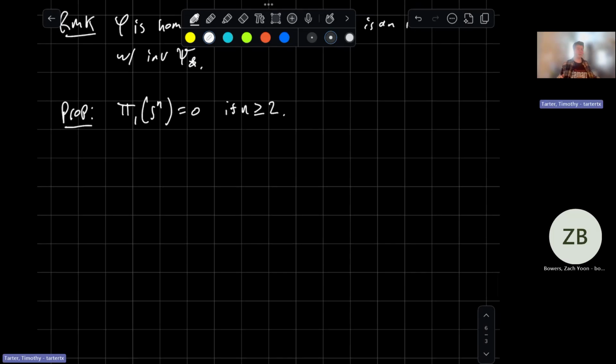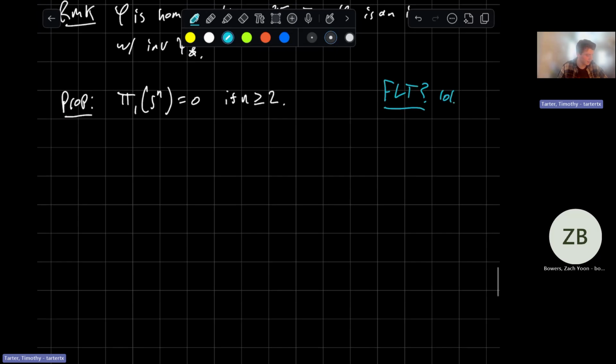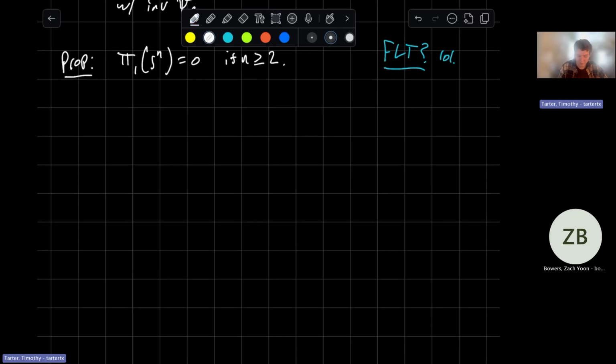Because, I don't know, you don't really see the n greater than or equal to 2 show up that often. I'm just going to put a little bookmark in here because I'm working through that paper over break. Fermat's last theorem? Okay. I don't know. Maybe I'm just wrong, but I would be interested to see.